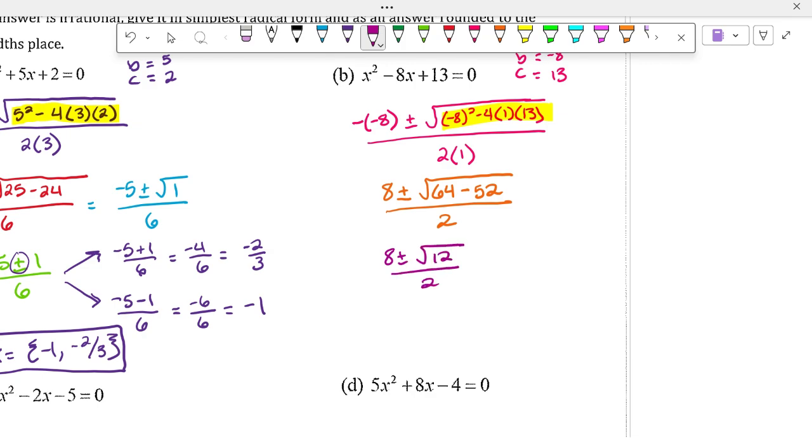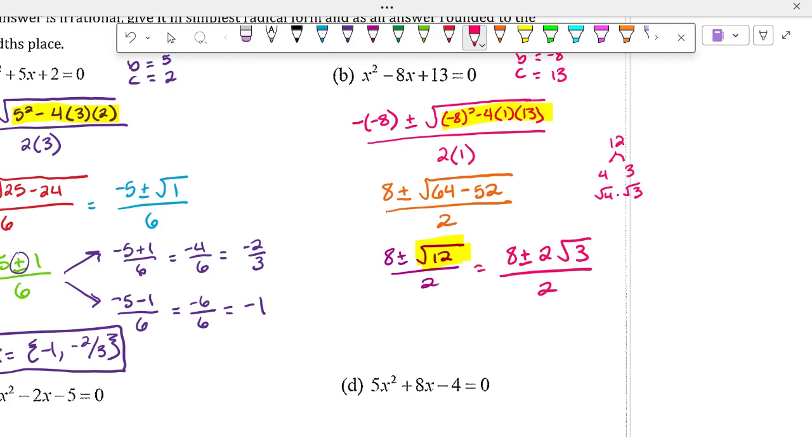Well, we know that the square root of 12 is not a perfect square. However, what have we been learning to do with radicals? Simplify them. So I got to simplify this radical right here. So what does 12 break down into? 4 and 3. So this would be the square root of 4 times the square root of 3, which is what? 2 square root of 3. So 8 plus or minus 2 square root of 3 all over 2.